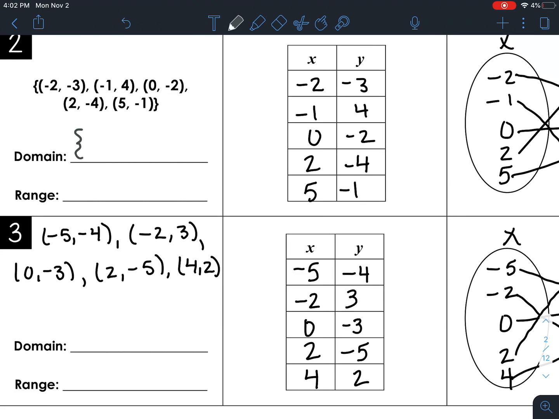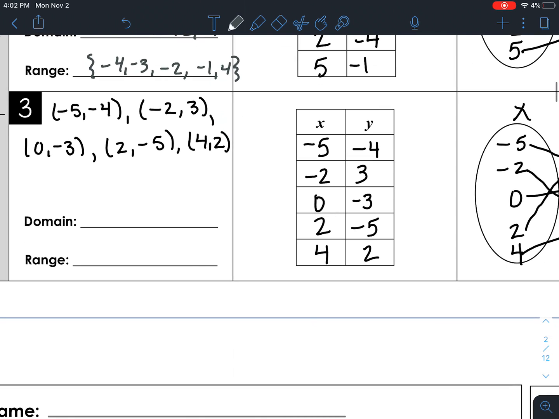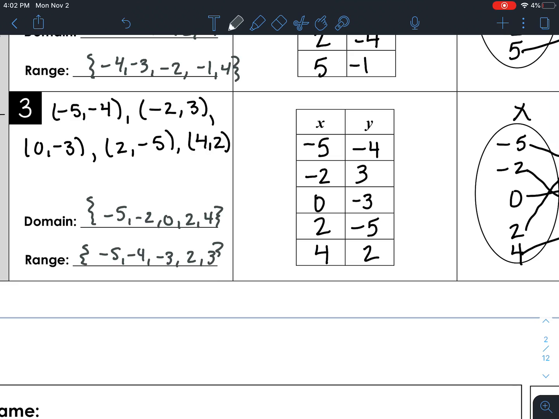Domain here, again, is my x values. So I'm going to do -2, -1, 0, 2, and 5. For my range, those are my y values, starting smallest to biggest, so -3, -2, -1, and 4. Last but not least, again, domain is my x values, -5, -2, 0, 2, and 4. Range is my y values. So we're doing -5, -4, -3, 2, and 3.